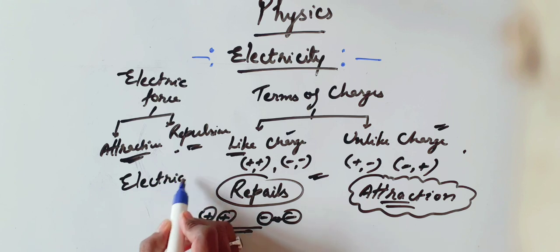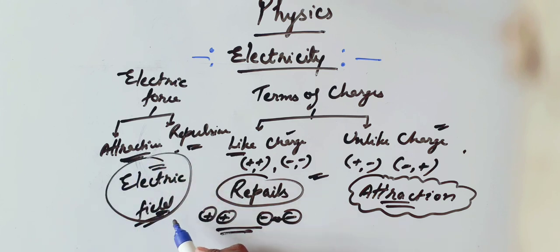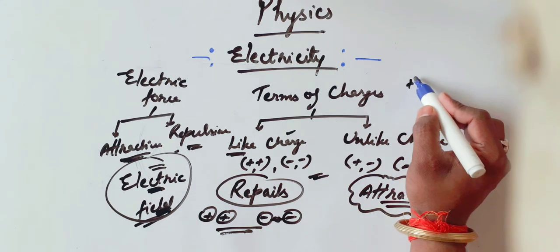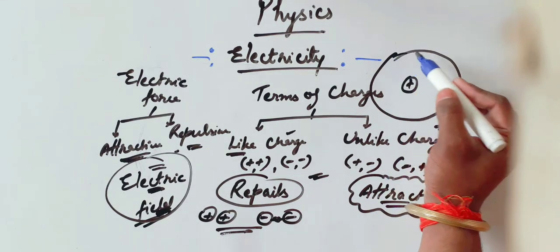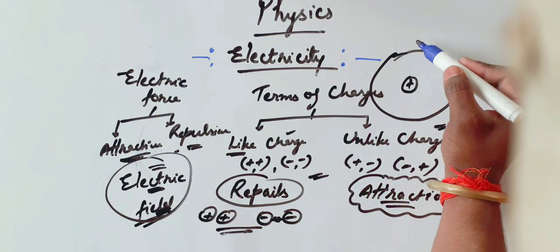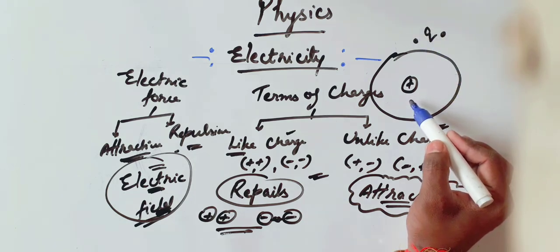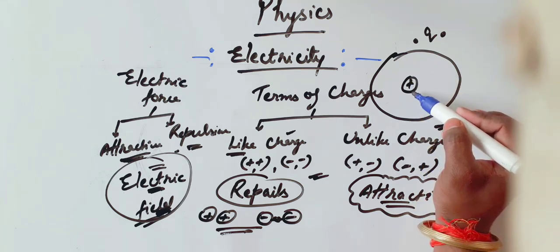Electric field. See here, field means area, and electric means electric charge. It is an area around an electric charge, or you can say the space around any electric charge in which another test charge can experience attraction or repulsion. Let us suppose this is our source charge.